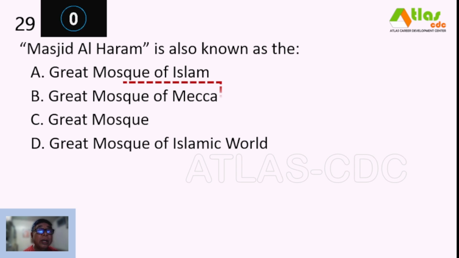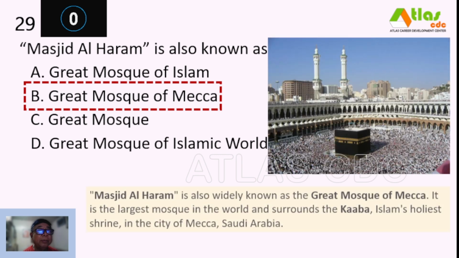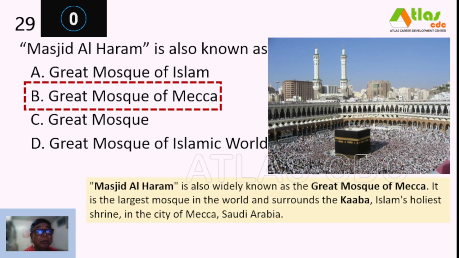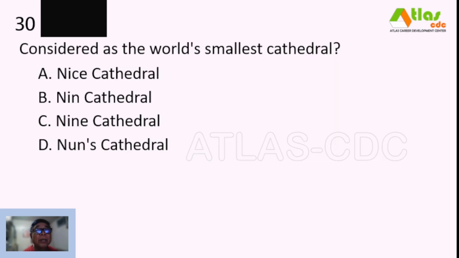And our correct answer is letter B, Great Mosque of Mecca. So Masjid al-Haram is also widely known as the Great Mosque of Mecca. It is the largest mosque in the world and surrounds the Kaaba, Islam's holiest shrine, in the city of Mecca, Saudi Arabia. And lastly, considered as the world's smallest cathedral.